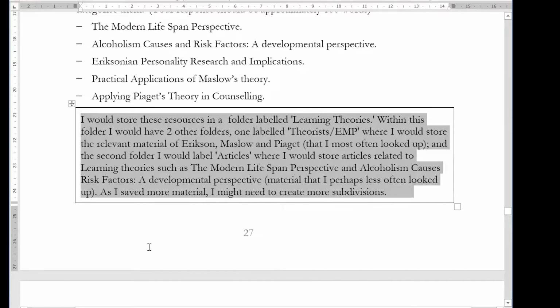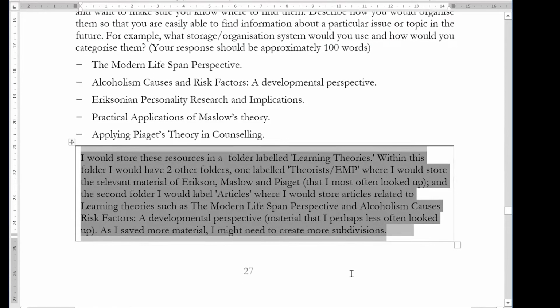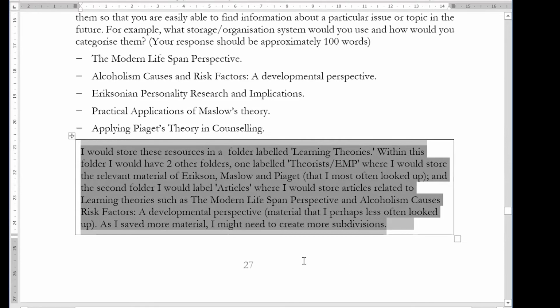I'm also not good. So that's less than 100 words, but I can't think of what else to write. More than 90. Oh, that's close enough then. Yes. I would store these resources in a folder labeled Learning Theories.